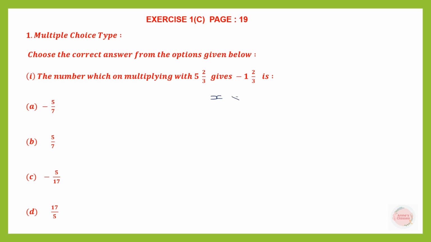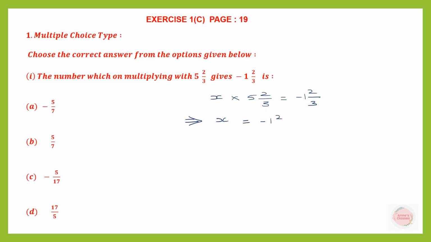This number which on multiplying with 5 2 by 3 gives us minus 1 2 by 3. This is what is given to us in the question. So this number is what we are going to find out and it should be one of these answers here. So now this is in the form of an equation. So let's solve for x. Here we're going to leave x on the left hand side as it is. On the right, what do we have?